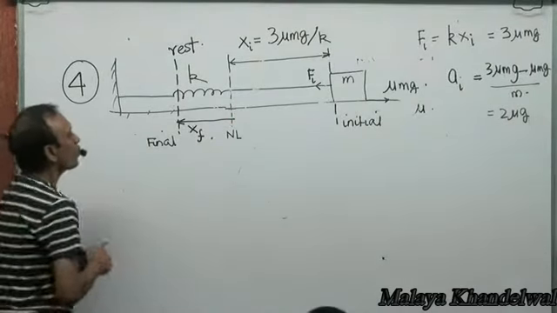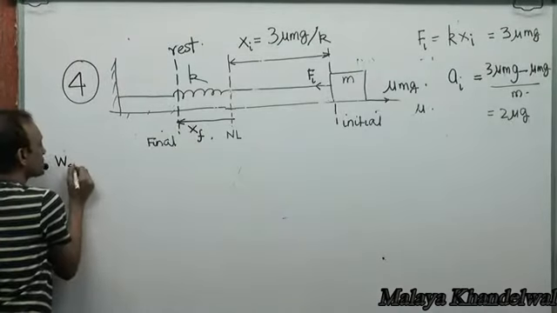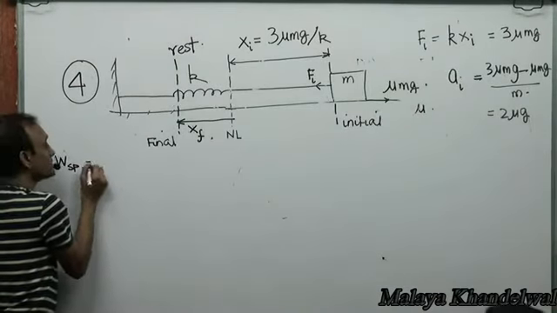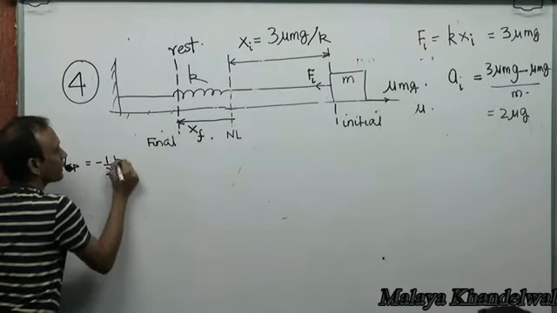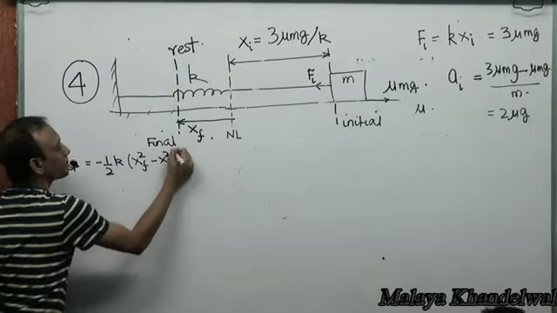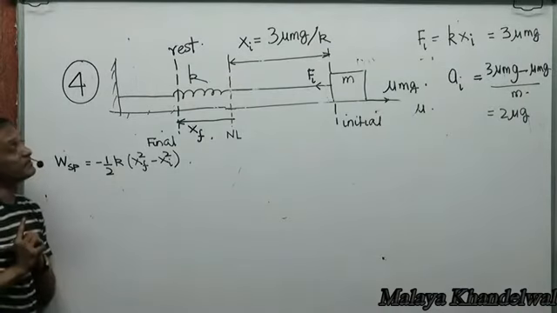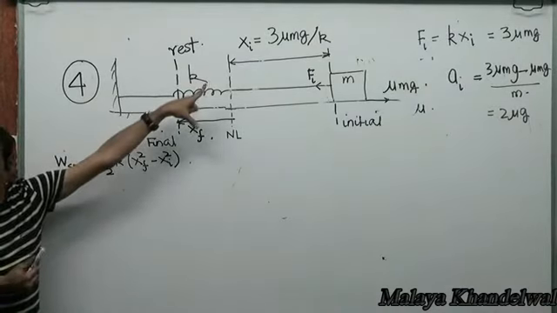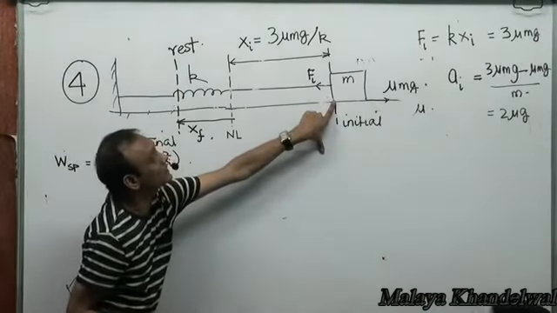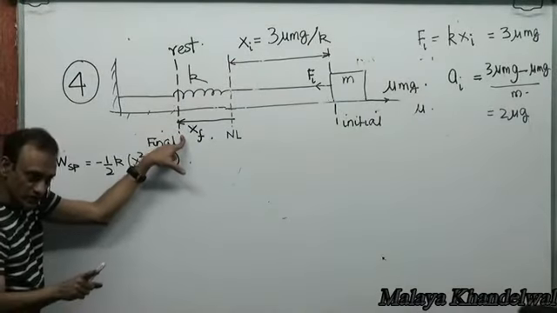First things first. What is the work done by the spring force between this state and this state? Work done by the spring force is always the negative of the change in elastic potential energy, which means minus half k (xf squared minus xi squared). Xi we already know, 3 mu mg by k. At this state, the elastic potential energy is half k xi squared. In this state, half k xf squared. Yes or no? Right?